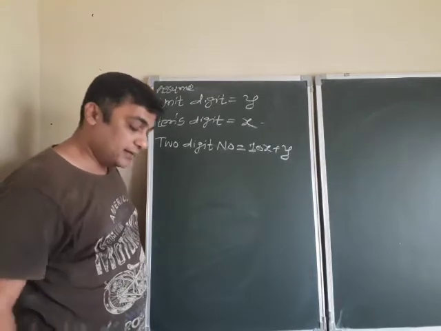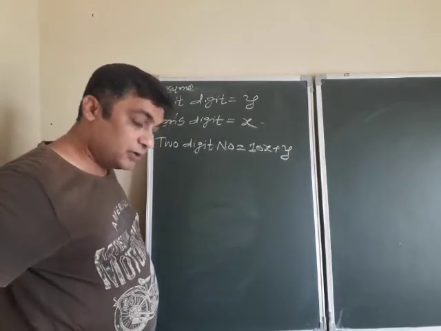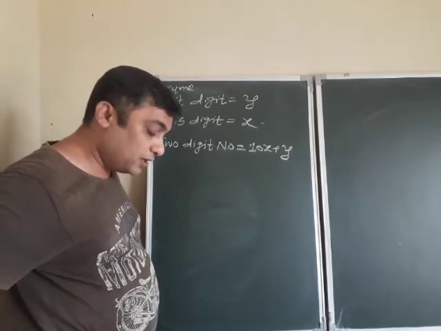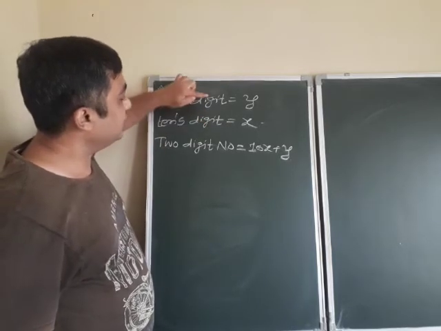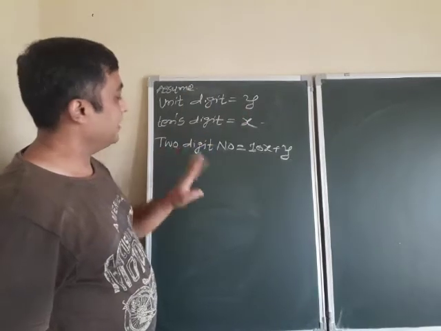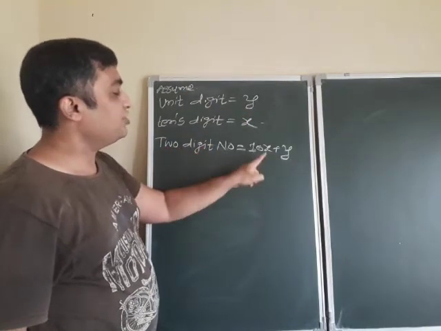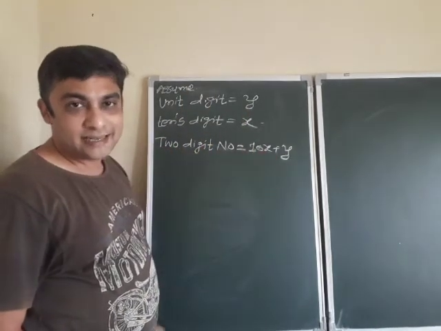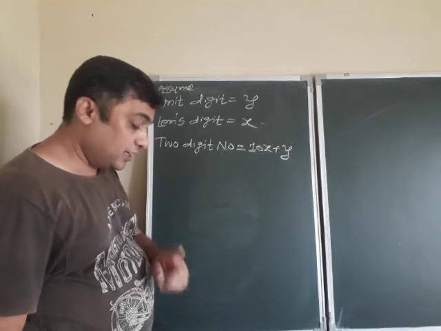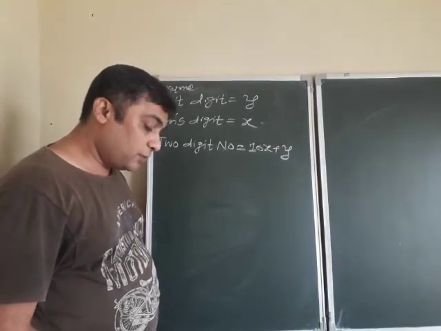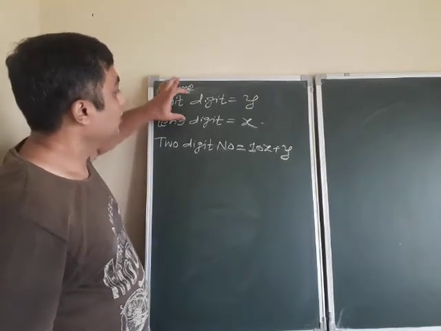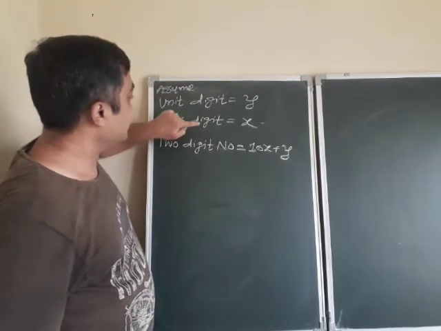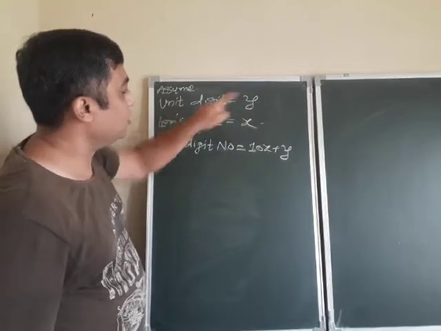Now see, read the data. The sum of the digits of a two-digit number. Here they are talking about the sum of the digits. Digits are x and y. And if they talk about the two-digit number, it is 10x plus y. Clear? So in the first line of the word problem, the sum of the digits of a two-digit number, the summation of the digits of the number. So the digits are x and y.